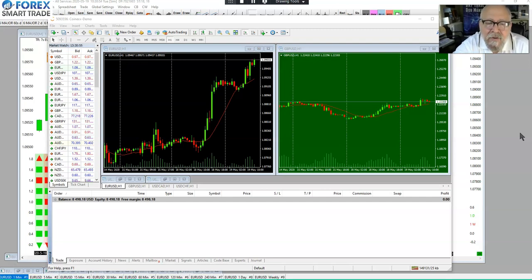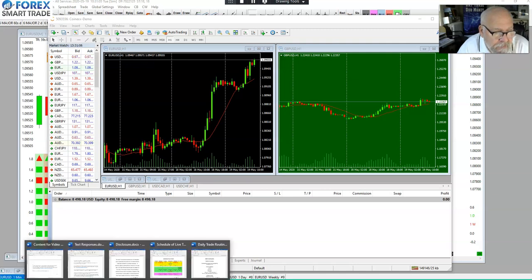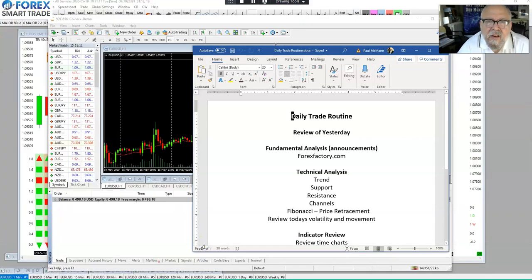Let's see what we have available for trades. Just real quick, I like to try to work through a routine, like to be systematic in what we do. And with that, I have a little bit of a checklist that I go through every day when I start trading. First thing is I like to review what I did the previous day, especially paying attention to any negative trades that I had.